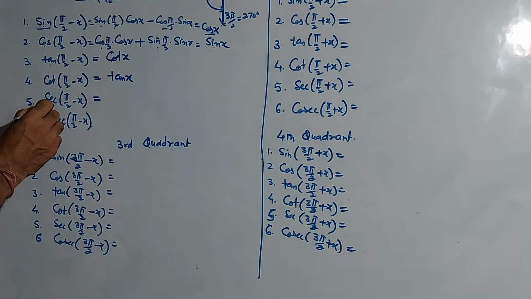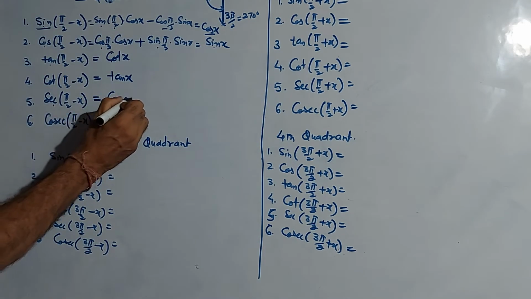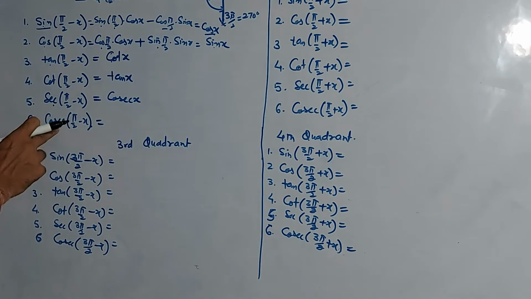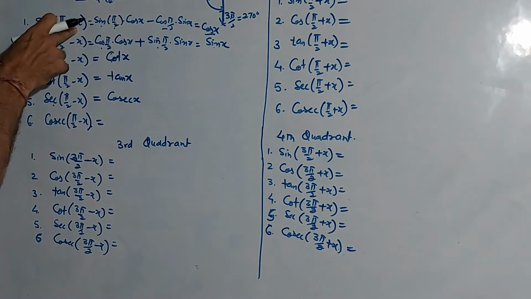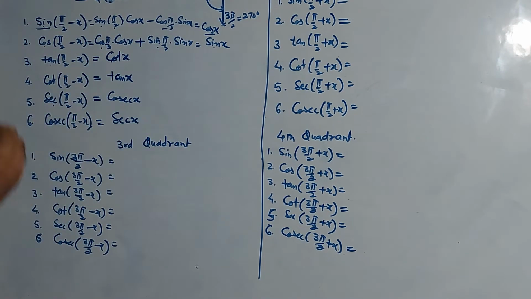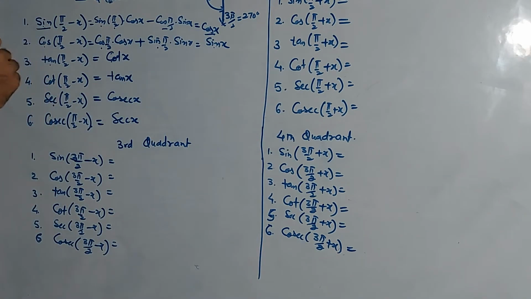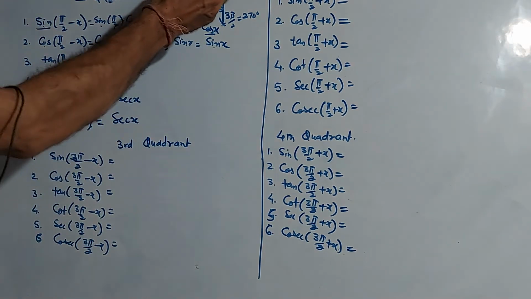Secant is the reciprocal of cos, so the value is 1 upon sine, meaning cosecant x. Cosecant x is the reciprocal of this, so the value is 1 upon cos, meaning secant x. So in the first quadrant, all the t ratios are positive, and they change: sine to cos, cos to sine, tan to cot, cot to tan, secant to cosecant, cosecant to secant. This is the first quadrant.